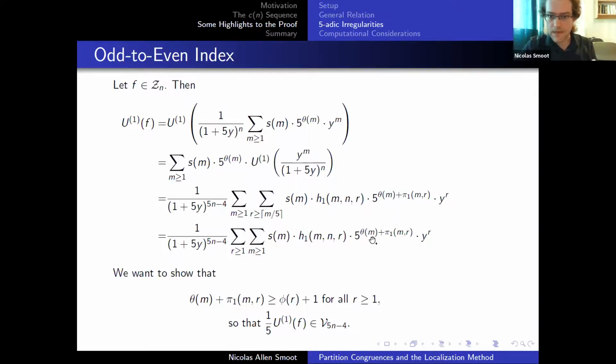I would like theta m plus pi 1 of mr to be, well, I'm going into phi of r this time. I want it to be phi of r plus 1 at least. I gain an extra power of 5. So I'm bouncing back and forth between these spaces, and each time I do, I pick up an extra power of 5. That's the idea.